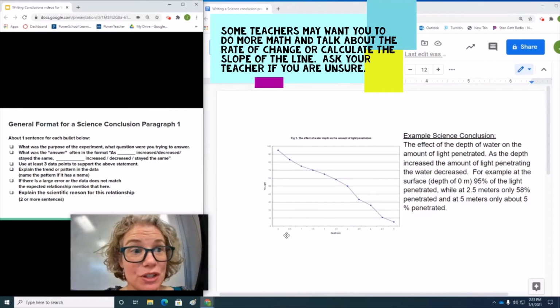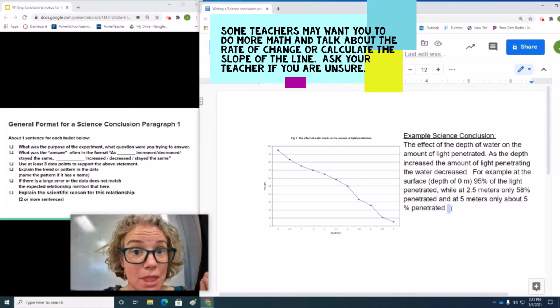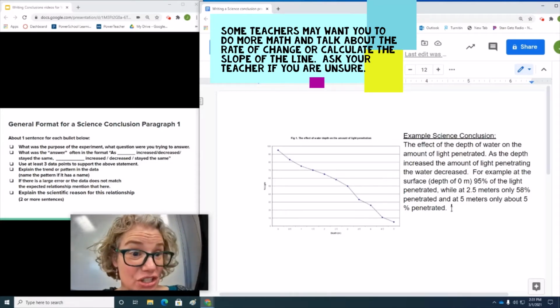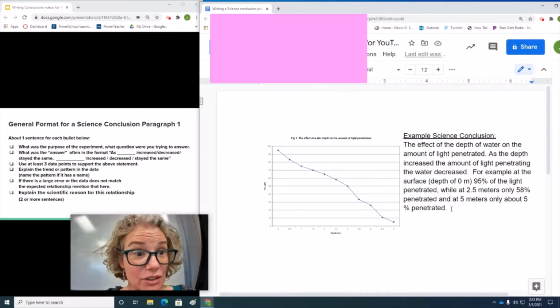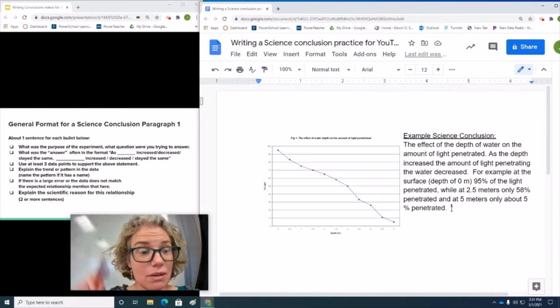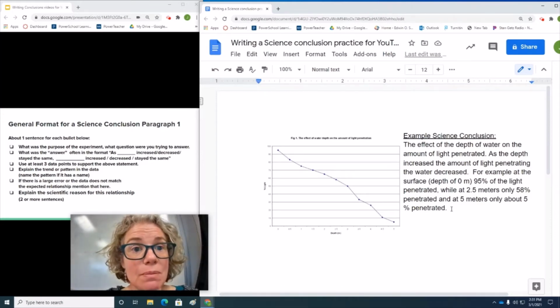Okay, so far we've written our first 3 sentences. What the experiment's about, what the general pattern was, and some data to back it up. Okay, so now we're going to be a little bit more specific about the pattern. So you may have learned some names like positive trend or negative trend or direct relationship, indirect relationship. If you haven't yet learned those terms, you can look at this video here that will explain those terms. But you basically want to name the pattern that you see.